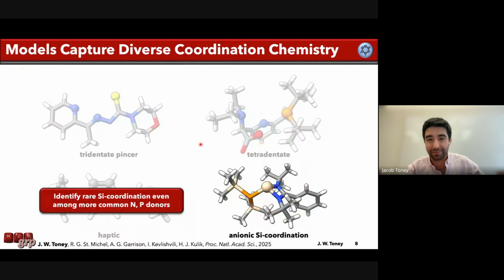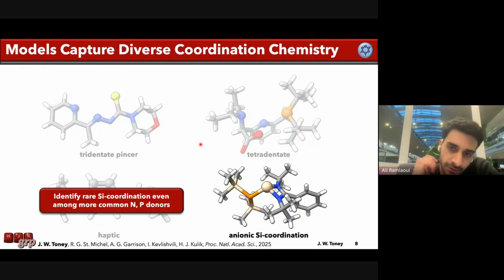Yes. I have a question. Do you expect that the missing percentage of accuracy in the model could be because 2D information is not enough to correctly understand how the metal would bond?